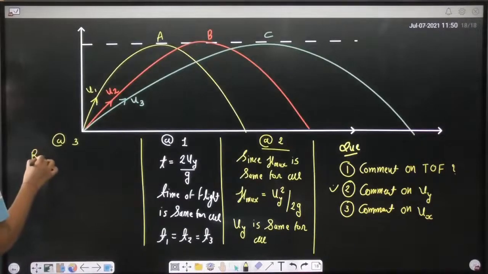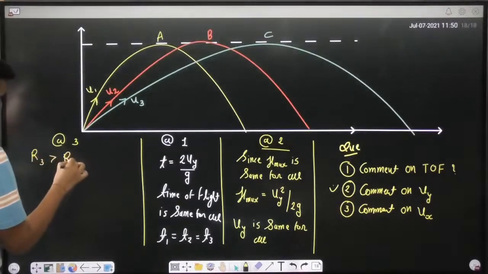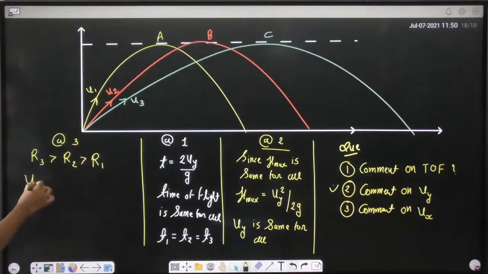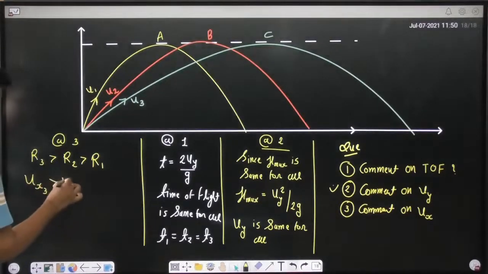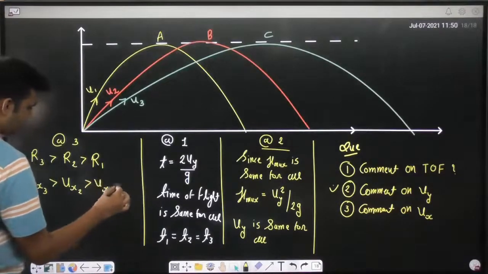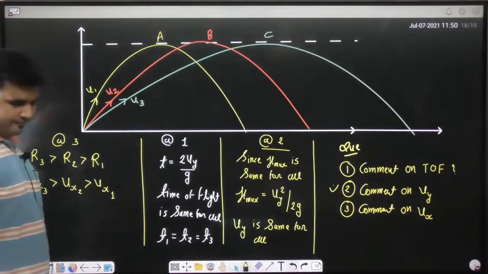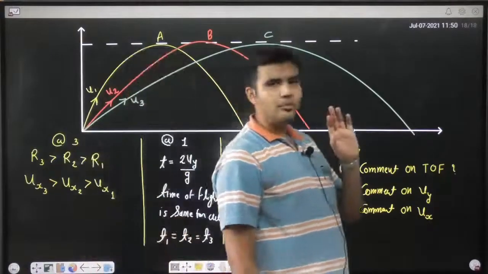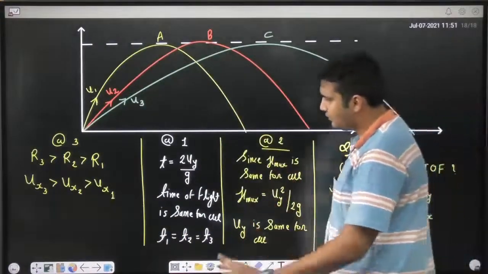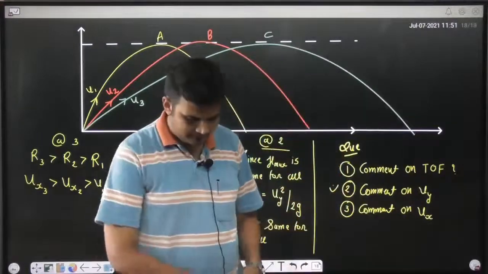See, the range of the third one is this. I mean, this is the relation. So obviously the x component of 3 is greater than the x component of 2, which is greater than the x component of 1. Yes or no? They are components of the initial velocity, the x ones. The y ones all came out the same. Time of flight all came out. Is it clear?